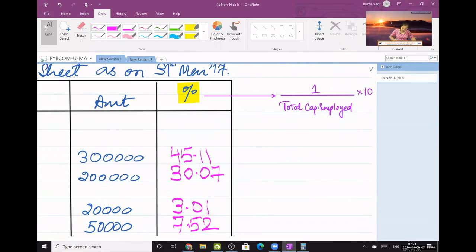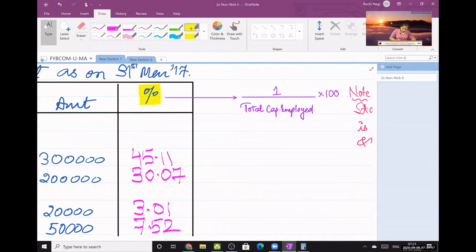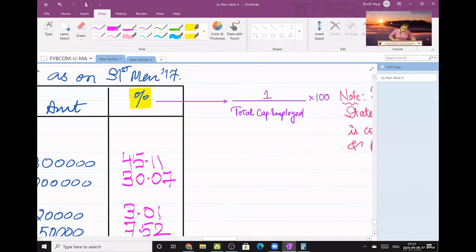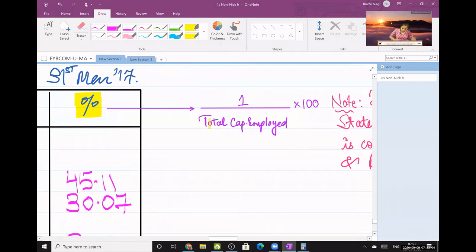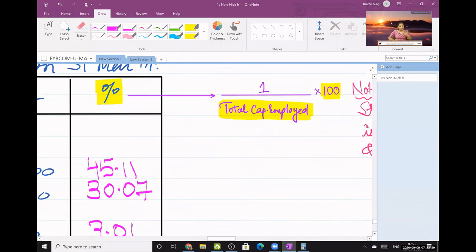Okay, so see. Now what is the shortcut way? Remember one thing. Look into the screen. My denominator is the same. What will my denominator always be? 1 upon total capital employed, and this into 100. This is fixed, it is not going to change. What will change is my numerator. I repeat once again, my numerator will change. Okay, but my denominator will remain fixed and into 100 will be fixed.